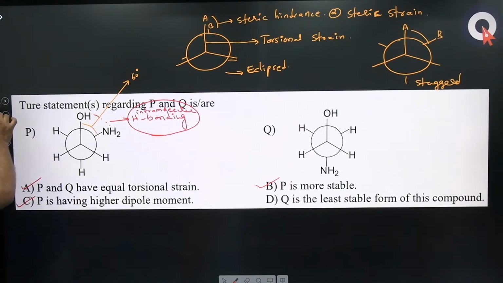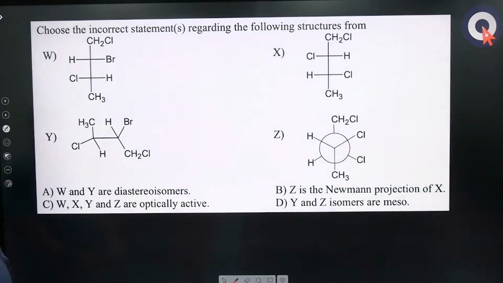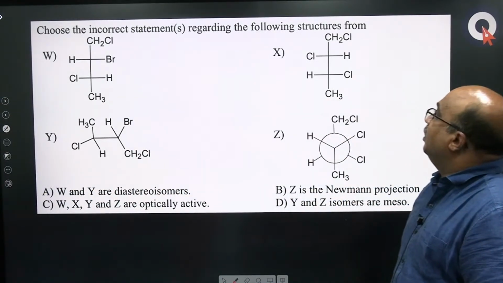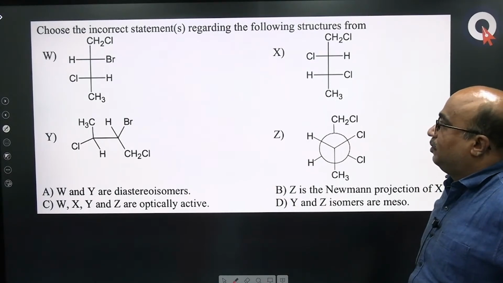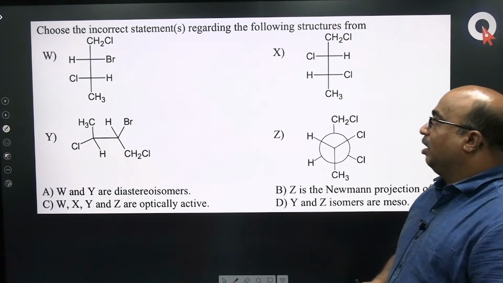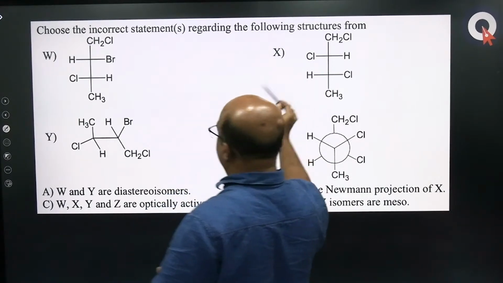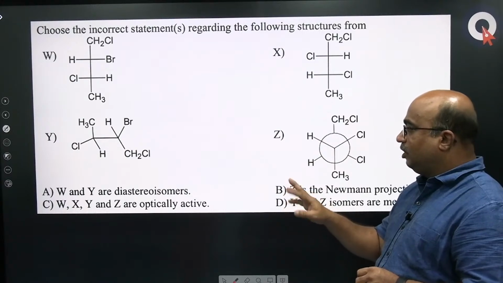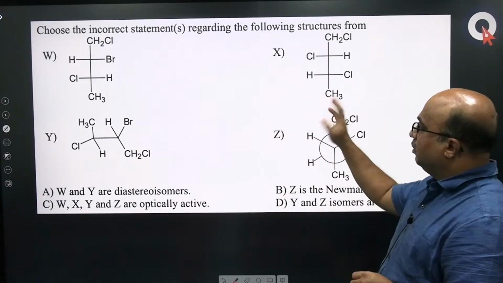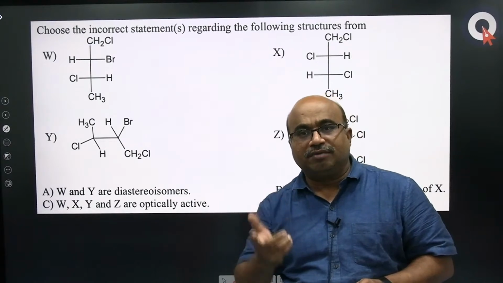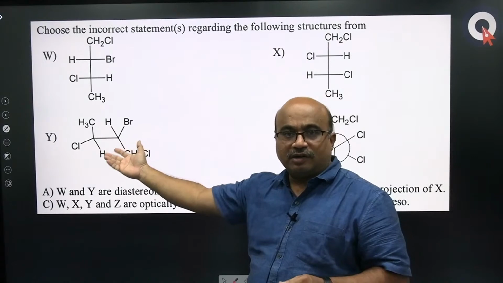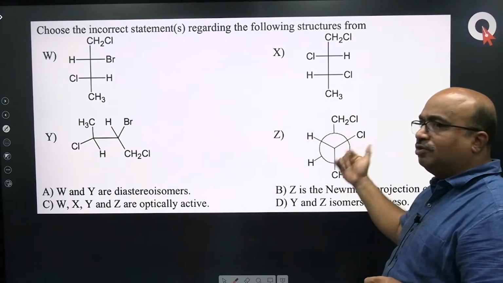Now coming to the next. Choose the incorrect statement regarding the following structures. So we have W, X, Y and Z. The compounds are represented by different means: this is in the Fischer projection, this is in the Sawhorse type representation, and this is in the Newman representation.